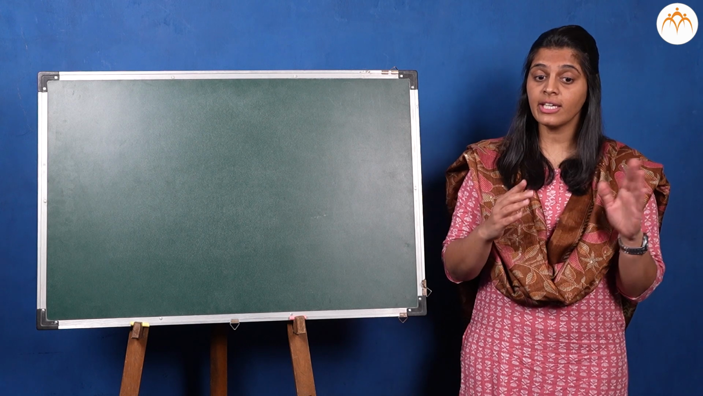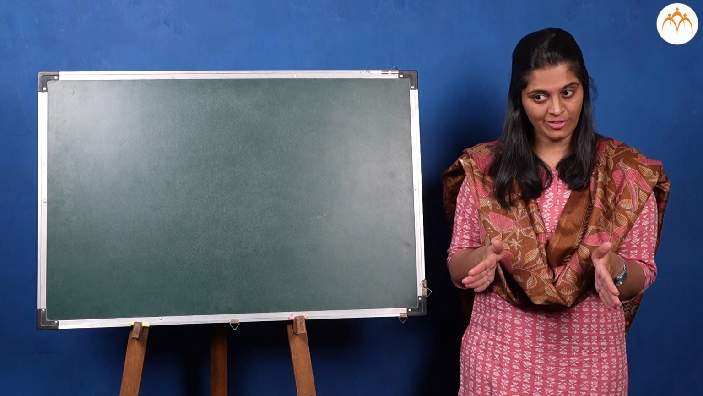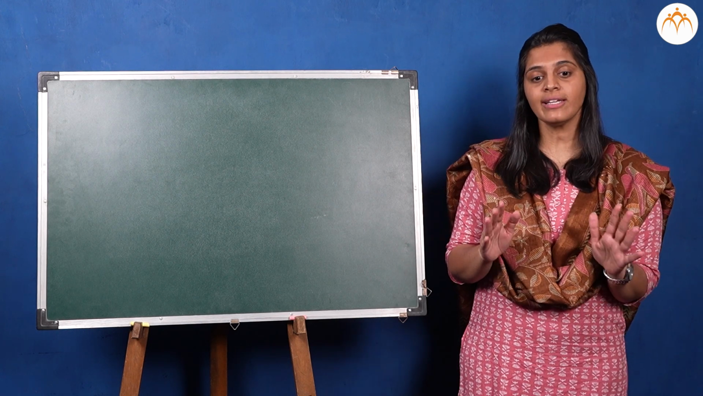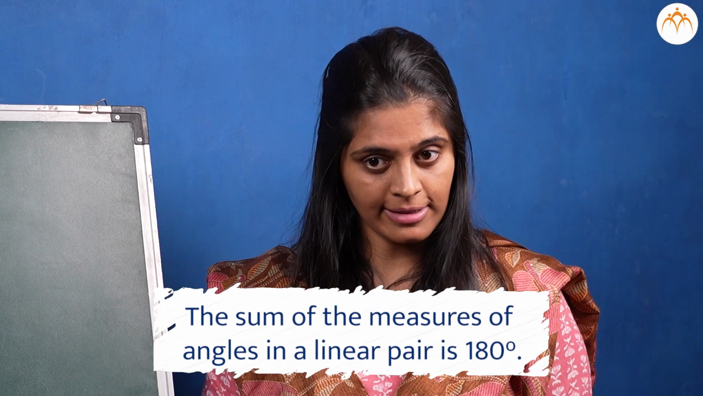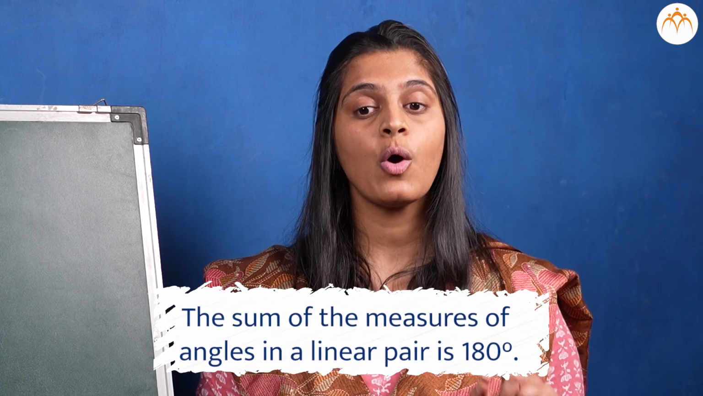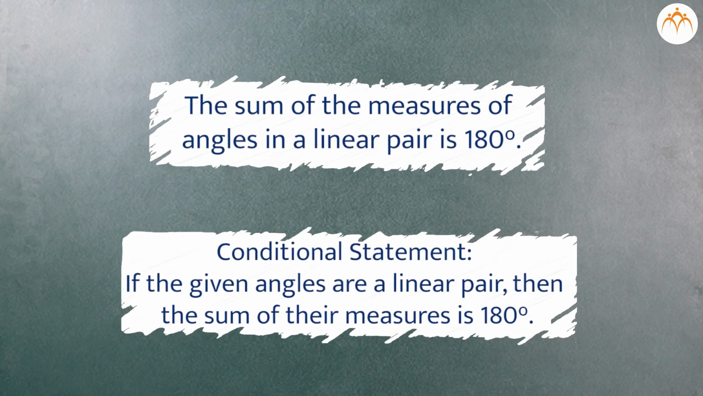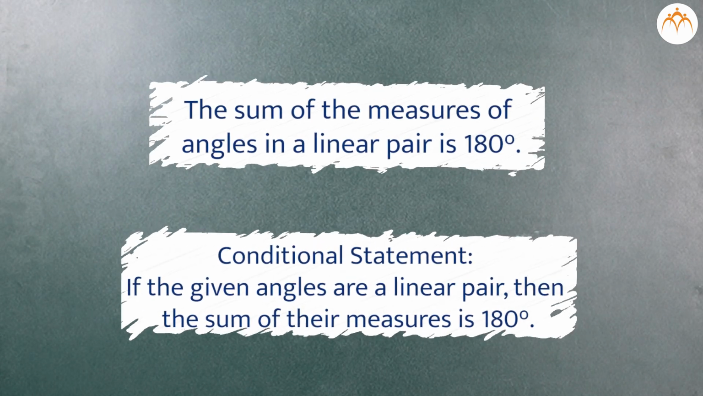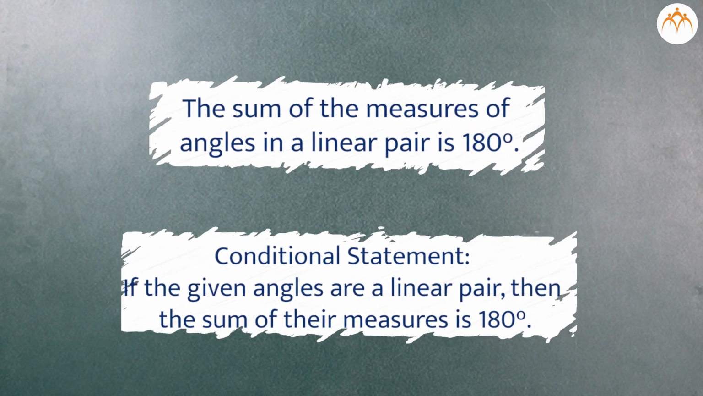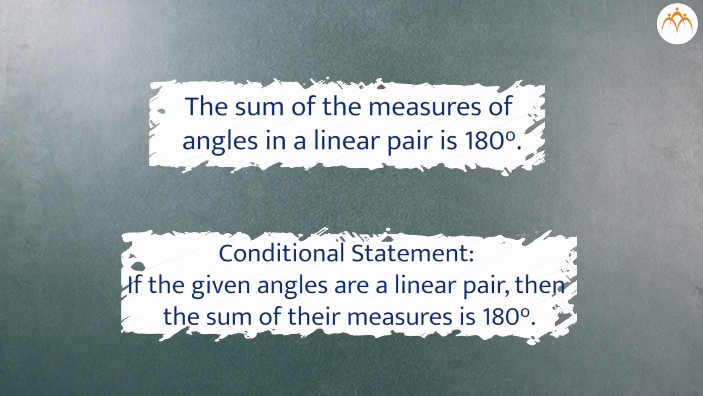Understand? So what have we done? We have converted the given statement into a conditional statement. Now let's look at another example. Let's see the statement now. The sum of the measures of angles in a linear pair is 180 degrees. Now let's see the conditional statement. If the given angles are a linear pair, then the sum of their measures is 180 degrees.